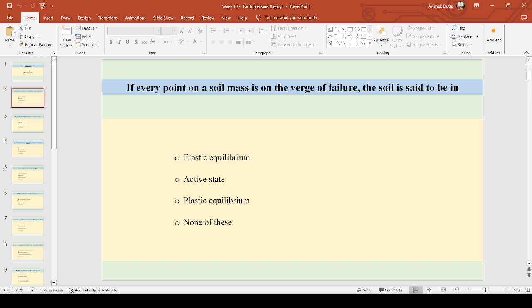I'll repeat the question once. If every point on a soil mass is on the verge of failure, the soil is said to be in. Your options are elastic equilibrium, active state, plastic equilibrium, or none of these. Okay, next question.